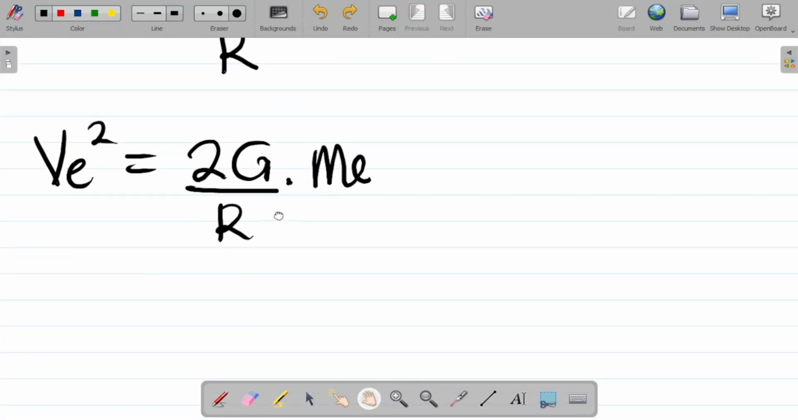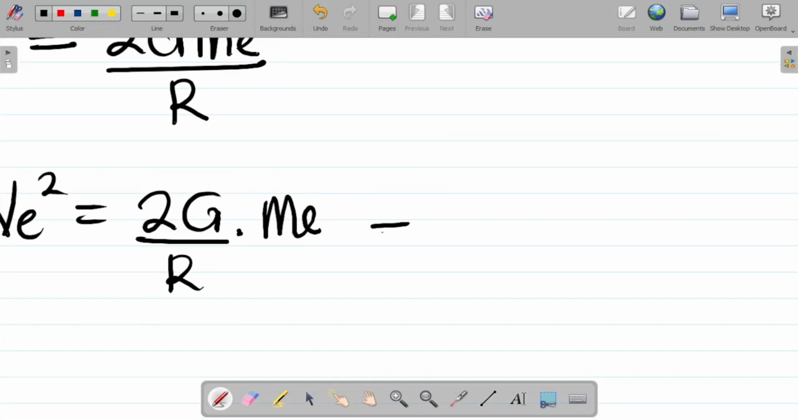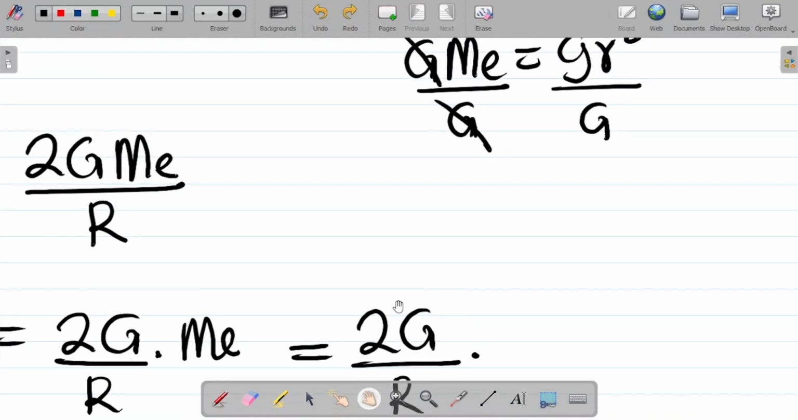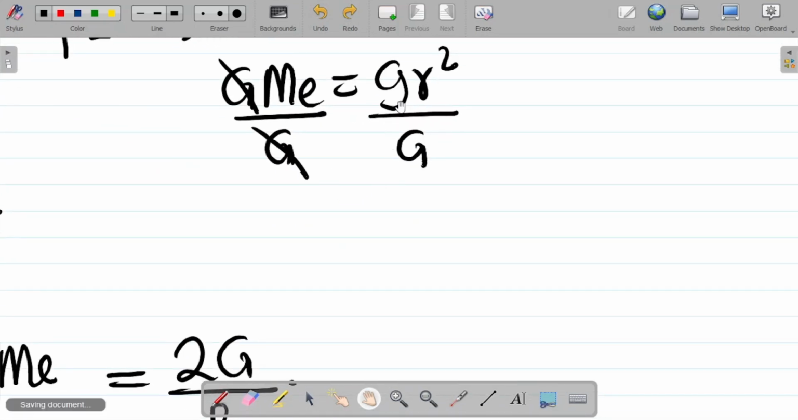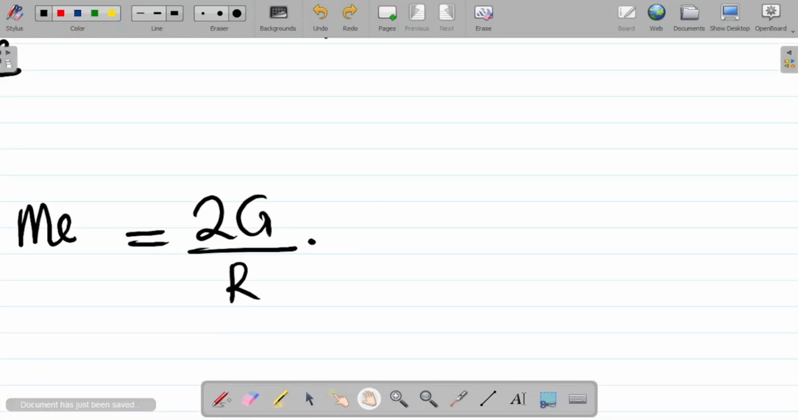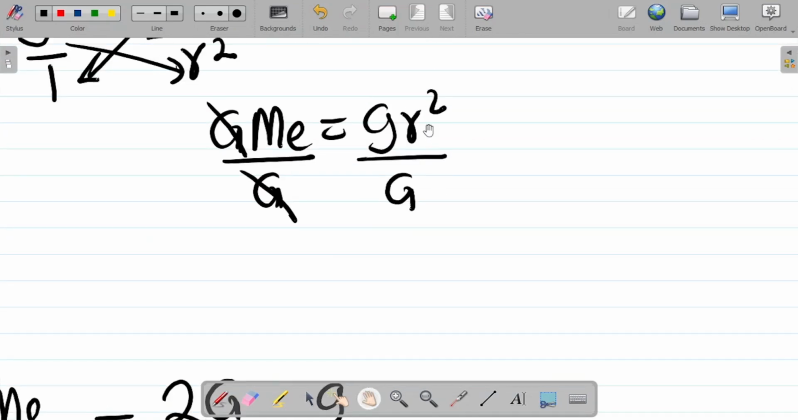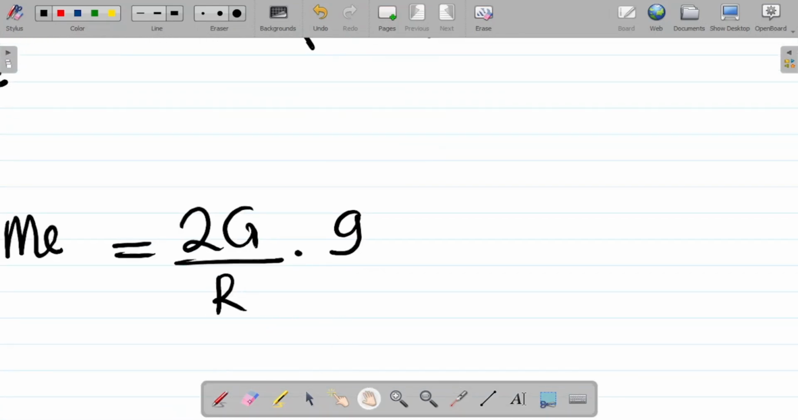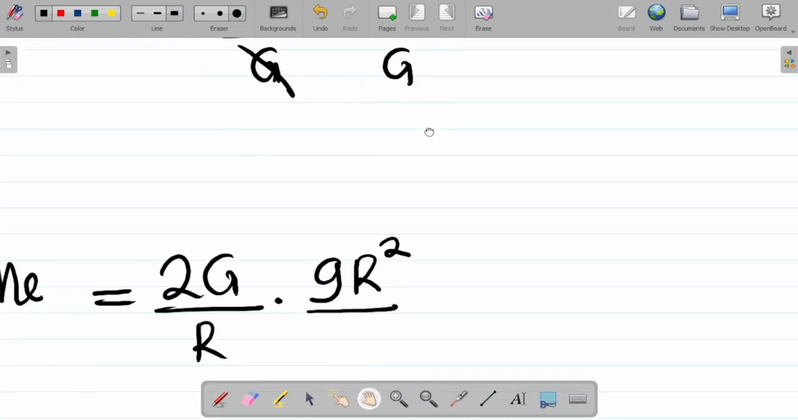Okay, let's put in values. This will be equal to 2 times G all over capital R multiplied by the value of M_E, the mass of the earth. Mass of the earth is g R squared over G. Now we'll no longer use the small r; we use the capital R, which is the radius of the earth, and I explained why we're using capital R. Then G all over G.